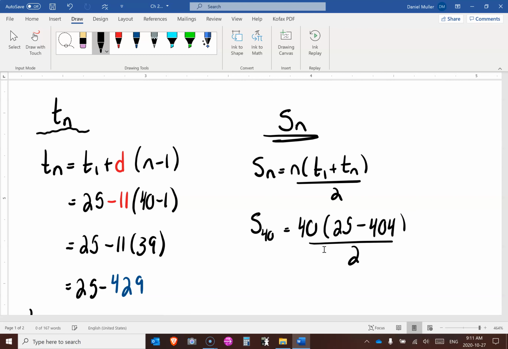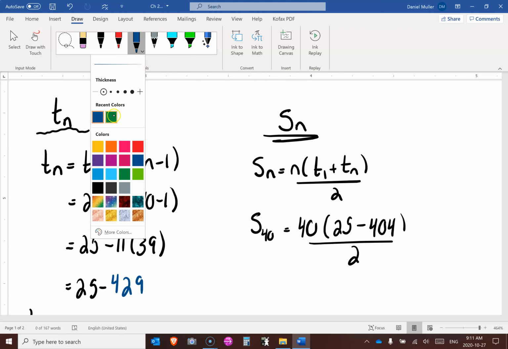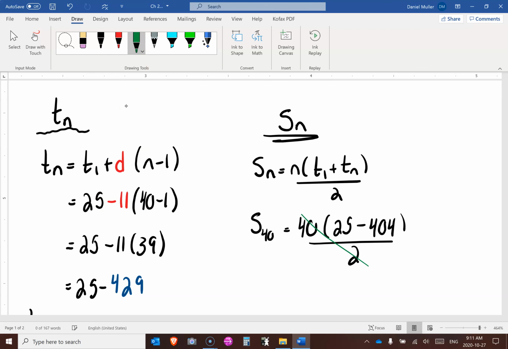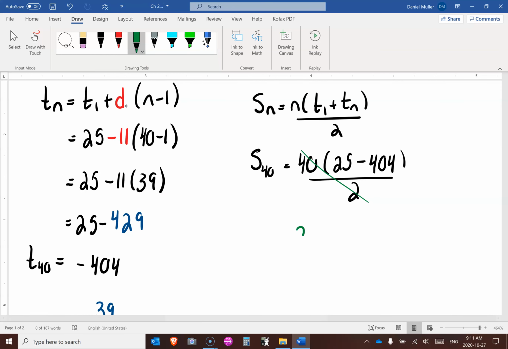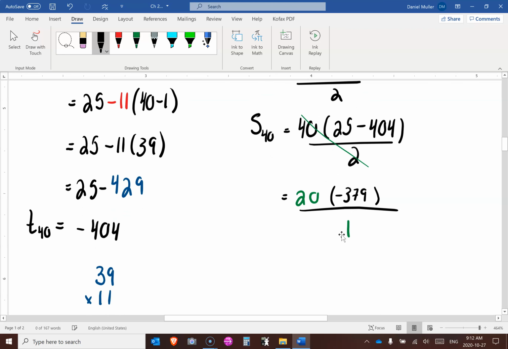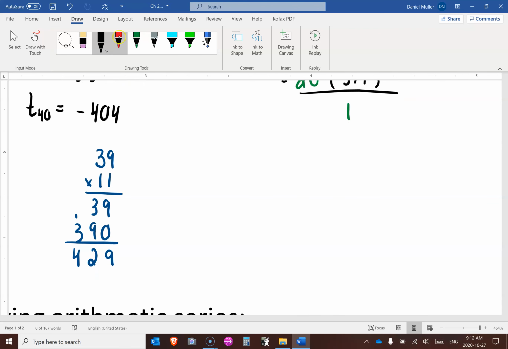all over 2. And again, I will simplify those to 20 and 1. That way I don't have to do any dividing by 2 or anything later. And now I can go 25 minus 404, which is negative 379. Okay, so then I need to multiply that by 20, which I clearly don't know what that is.